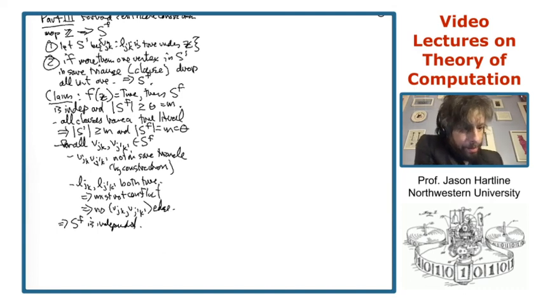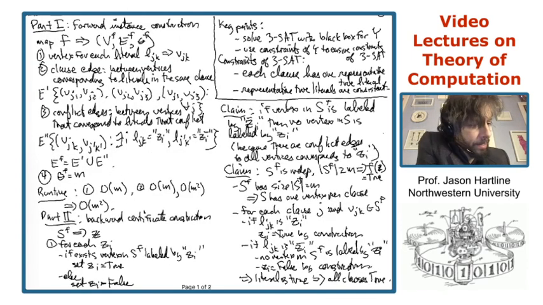Okay, let's just recap a little bit of what we did, going back to some of our key points. We solved 3-SAT with a black box for another problem Y. That problem Y in our case was independent set. We used the constraints of Y to ensure the constraints of 3-SAT. What were those constraints of 3-SAT? Each clause has one representative true literal, and representative true literals are consistent.